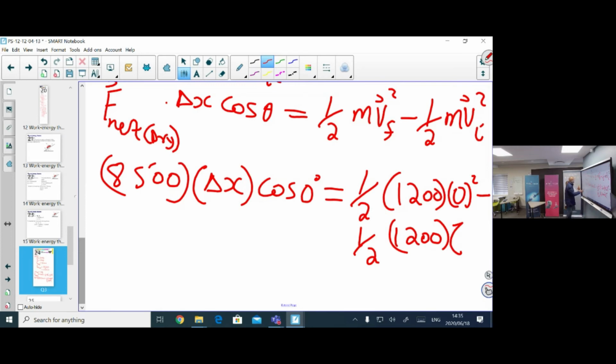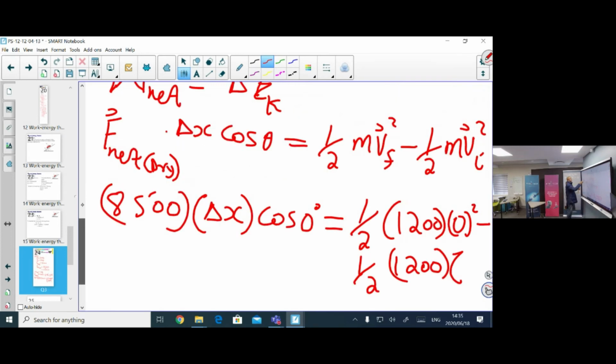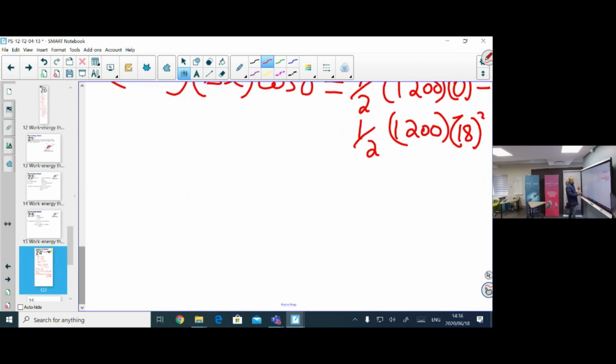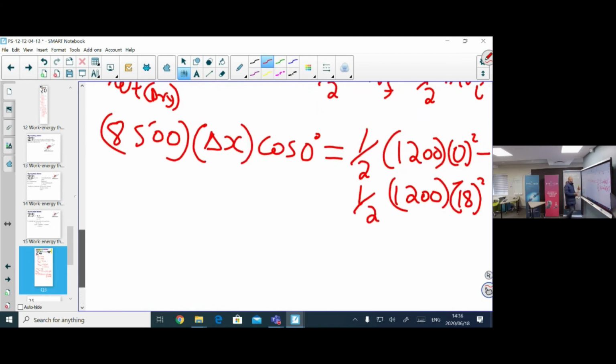Let us check. We have been given initial velocity, which is 18 meters per second, so 18, and we have to say squared. I just want to take the value. You can do it like this. You can make this change in x the subject of the formula, or you can substitute as it is and make change in x the subject of the formula later. Okay. You can just do it like this.